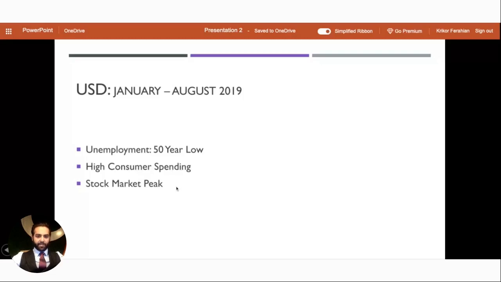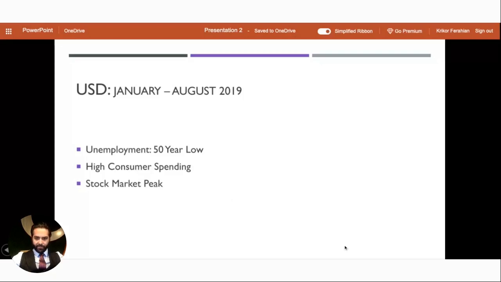Now, another factor has been the stock market. The stock market has reached a bit of a peak. Let's focus on the word peak. It's reached the highest point it has in a long time, possibly the highest point it has ever reached. And let me show you what that looks like, actually.